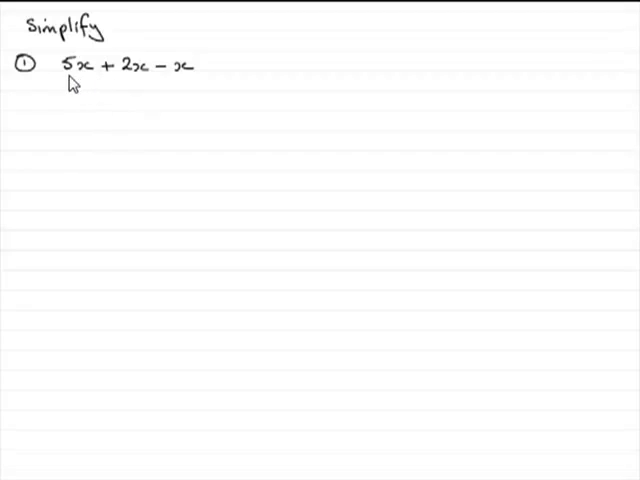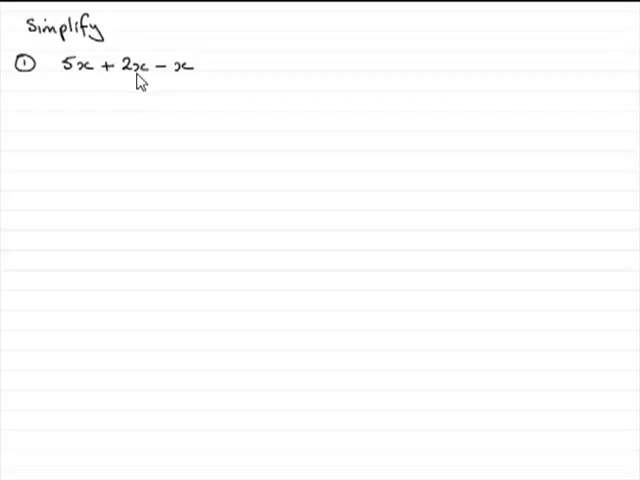Now, in an expression like this, you've got what we call three terms. You've got the 5x, you've got the 2x, and you've got the minus x. Three terms, and they're all the same kind of term. So you can actually simplify this.